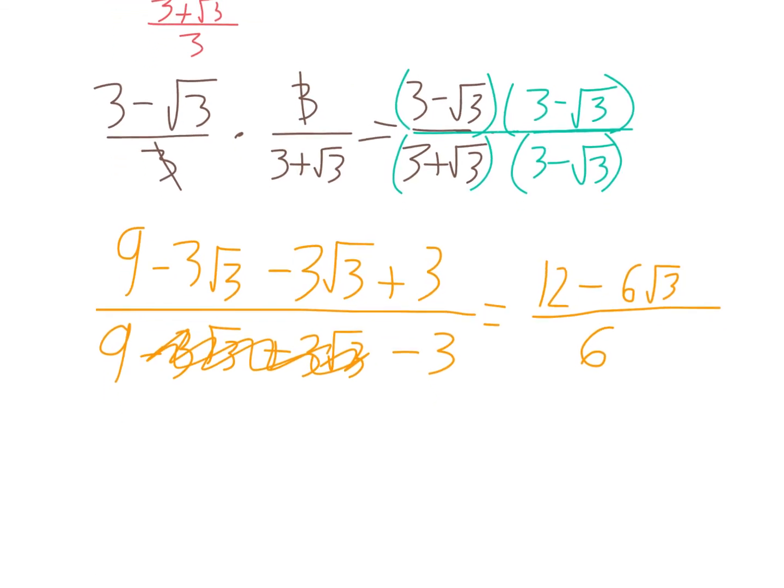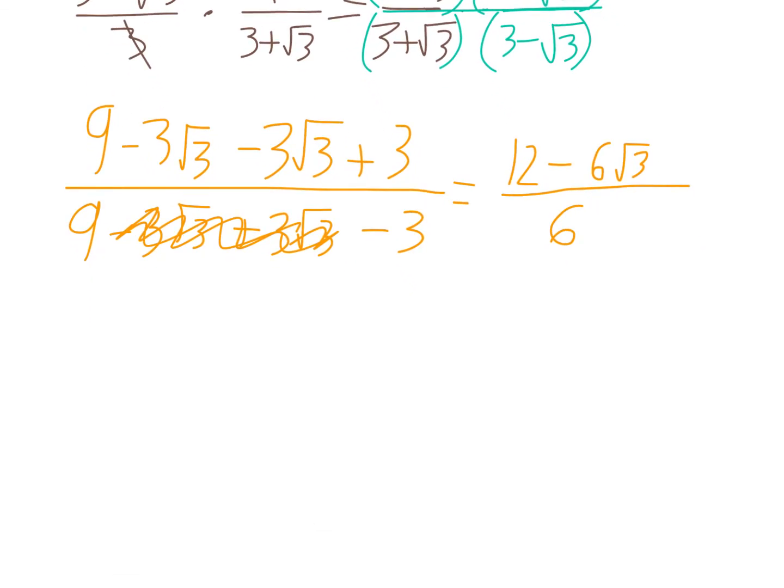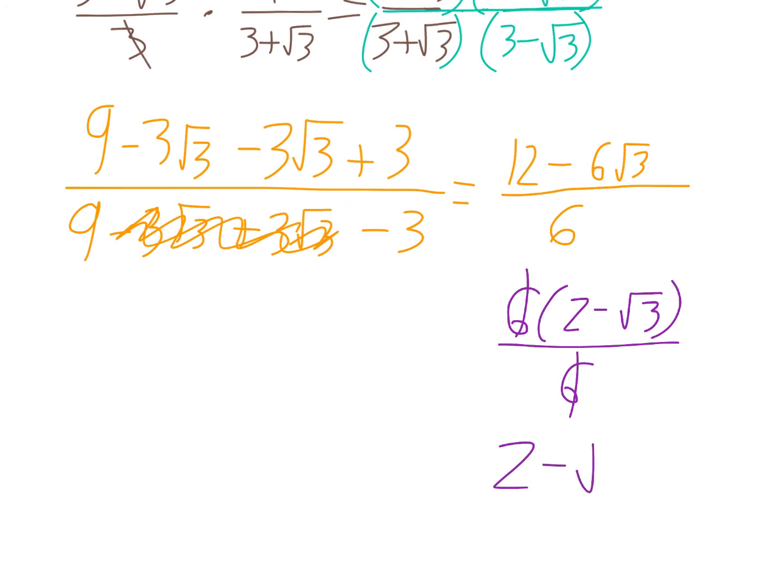Almost done, but not yet, because we can simplify that into something nicer, something cleaner. Both 12 and 6 are multiples of 6. Therefore, I can factor out a 6 to turn the numerator into 6 times 2 minus root 3. Denominator is the same. I can now cancel out that 6 and that 6 to give me my final answer of 2 minus square root of 3.